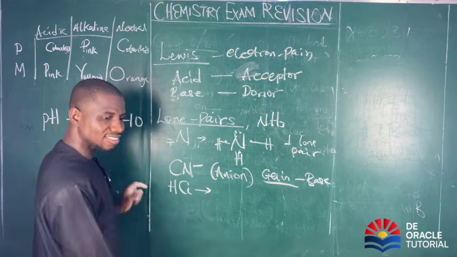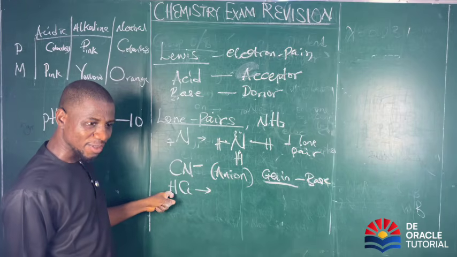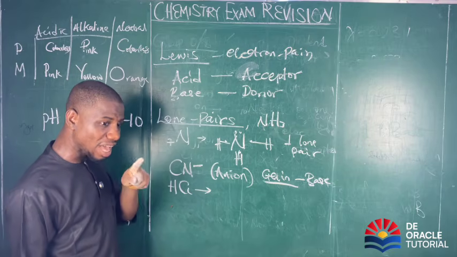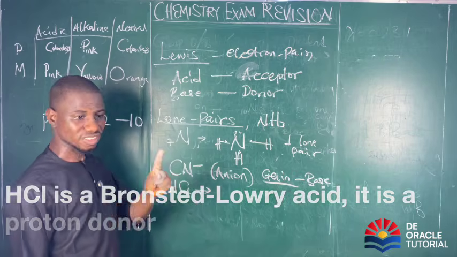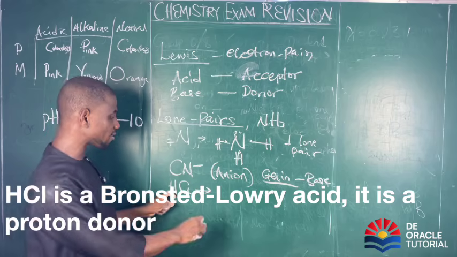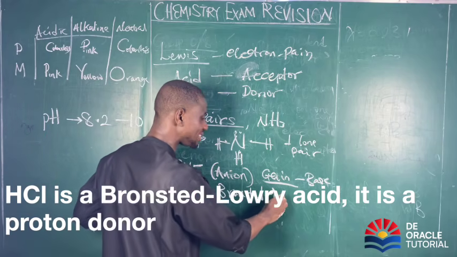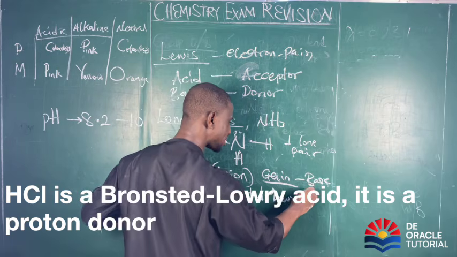In the option, we have HCl. We are not considering HCl because HCl here has hydrogen ion, which is serving as a proton. And the person that is describing acid or base in terms of proton is Bronsted-Lowry. So this is serving as a Bronsted-Lowry acid and not a Lewis acid.